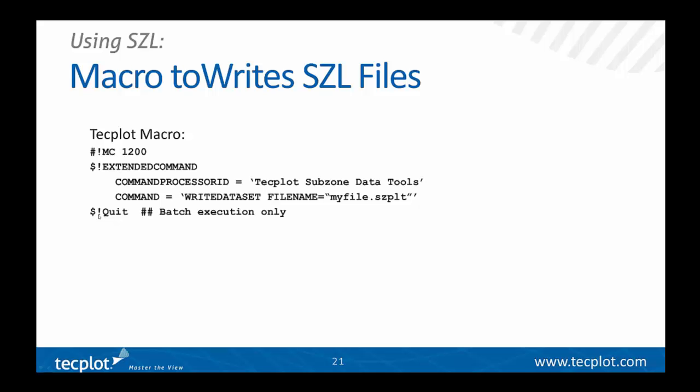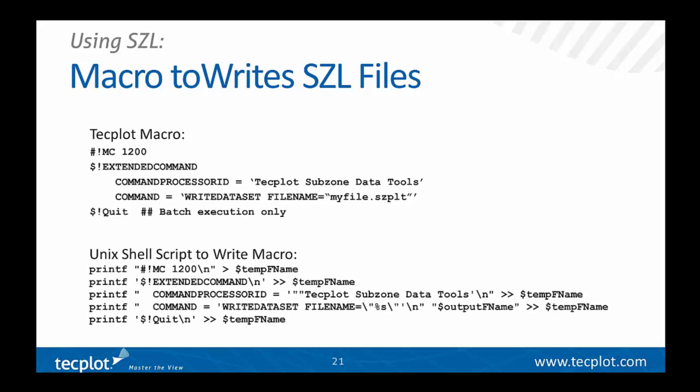Now if you're in batch mode, you want to put in this quit macro. If you're running this interactively, you don't. Now if you want to automate the generation of this macro, this is an example of how to do it in a Unix shell script, just using a series of printf commands. Now the temp file name would be something you would create, it can be some sort of arbitrary file name, so it's temporary.